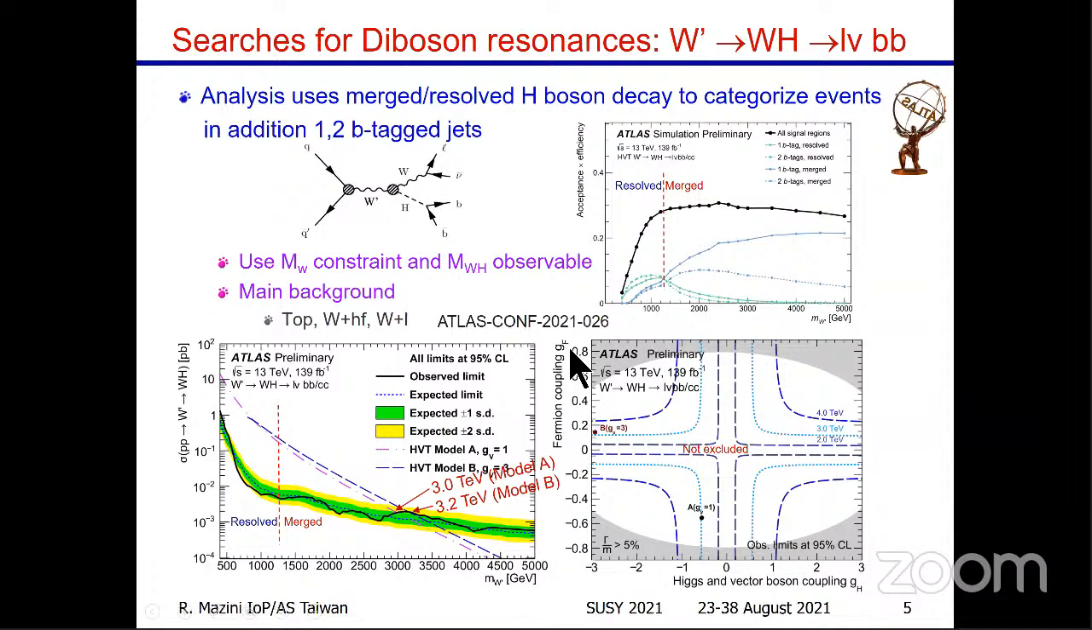Similar things can be done if we consider the coupling to fermions as a function of the Higgs and vector boson coupling gH. You can see the exclusion limits can be put in this plot here, depending on the decay and the different widths and masses that are considered. So you can see that most of the parameter space is excluded, except these very small regions here that are currently not excluded with our data.